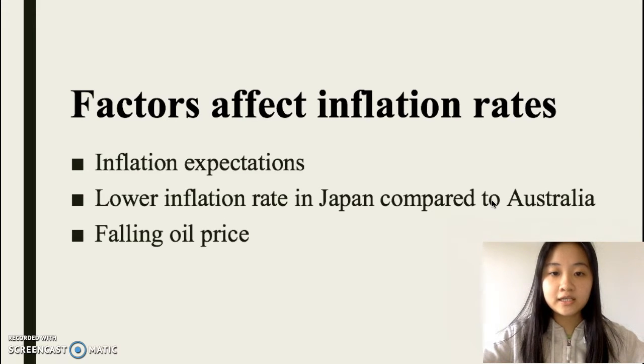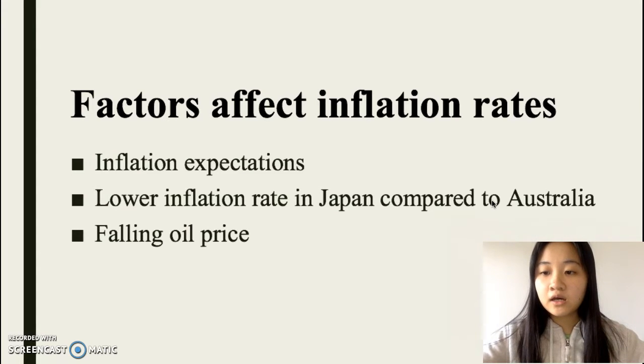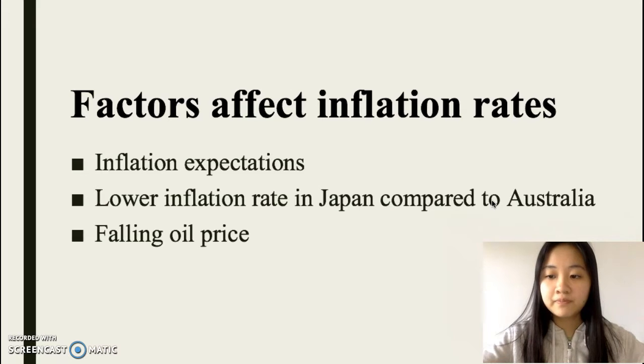And factors affecting the inflation rates. Australia has a higher inflation rate compared to Japan, which means that there's less demand for Australian exports due to more expensive export prices, resulting in less demand for Australian dollars. The total inflation rate in Japan has been dragged down by falling oil prices. The Bank of Japan is seeking to achieve a 2% inflation target to bail the country out of deflation.